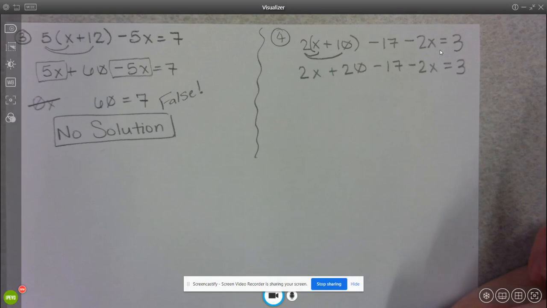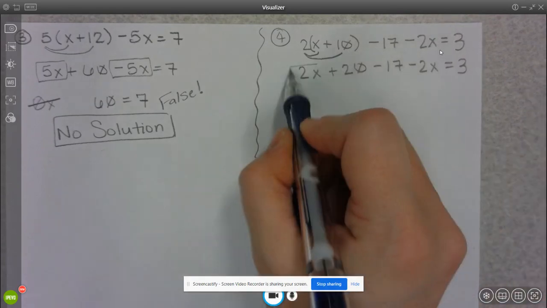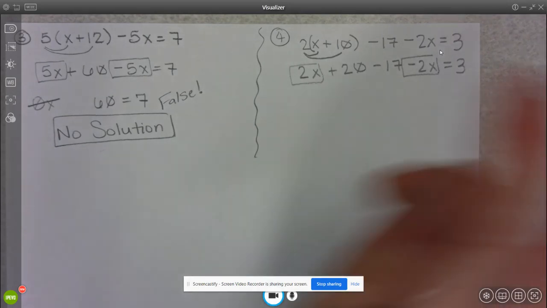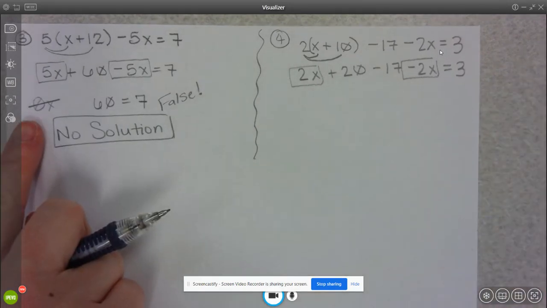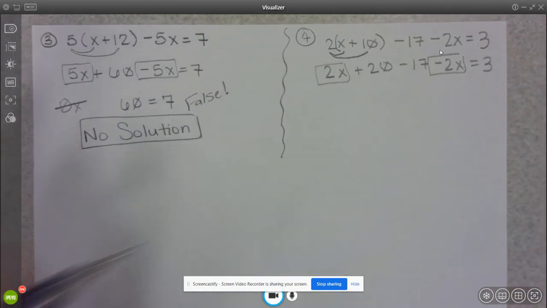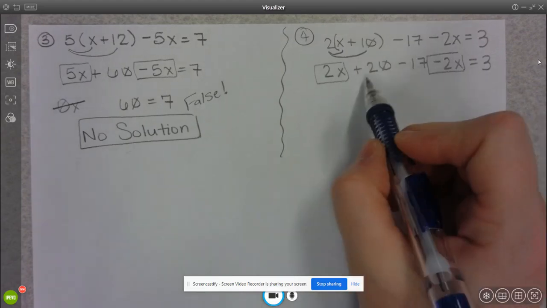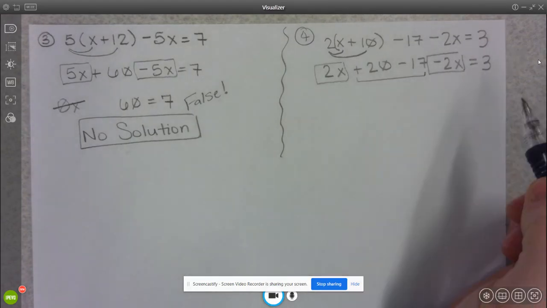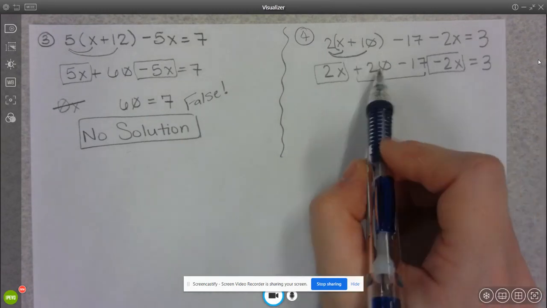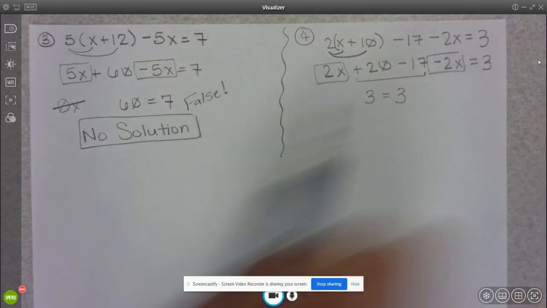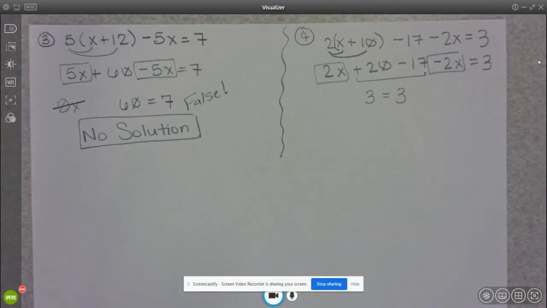And we're going to go ahead and combine our like terms. So I have a positive 2x and I have a negative 2x, just like over here. That would be 0x, but I'm not going to write that because, again, anything multiplied by 0 gives me 0. I'm going to simplify these constants here. So 20 minus 17 leaves me with 3. So I'm going to get 3 equals 3.